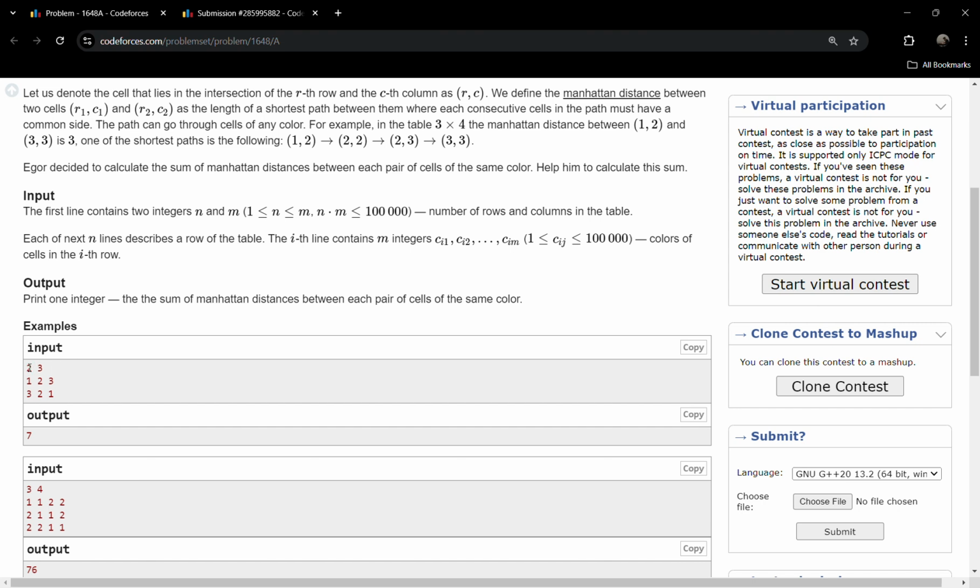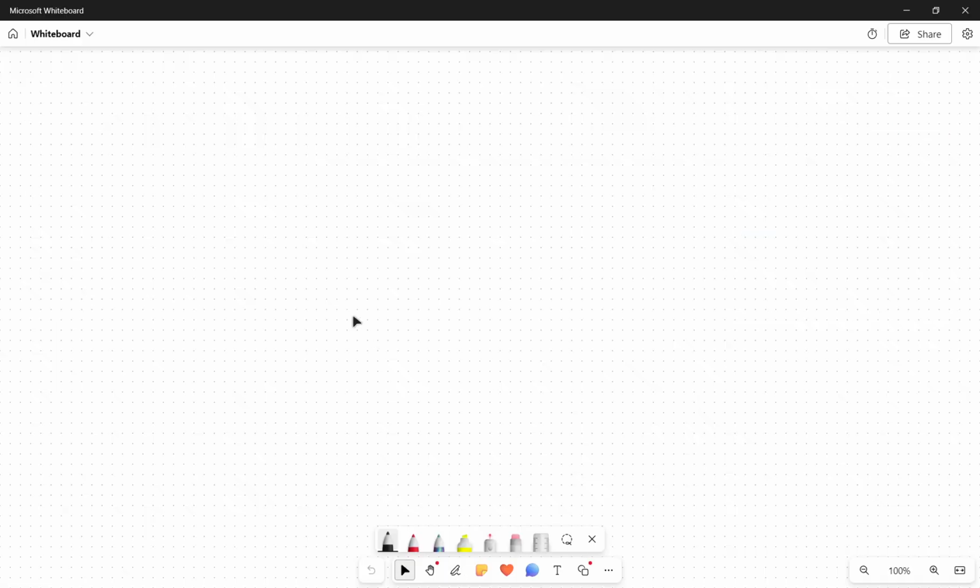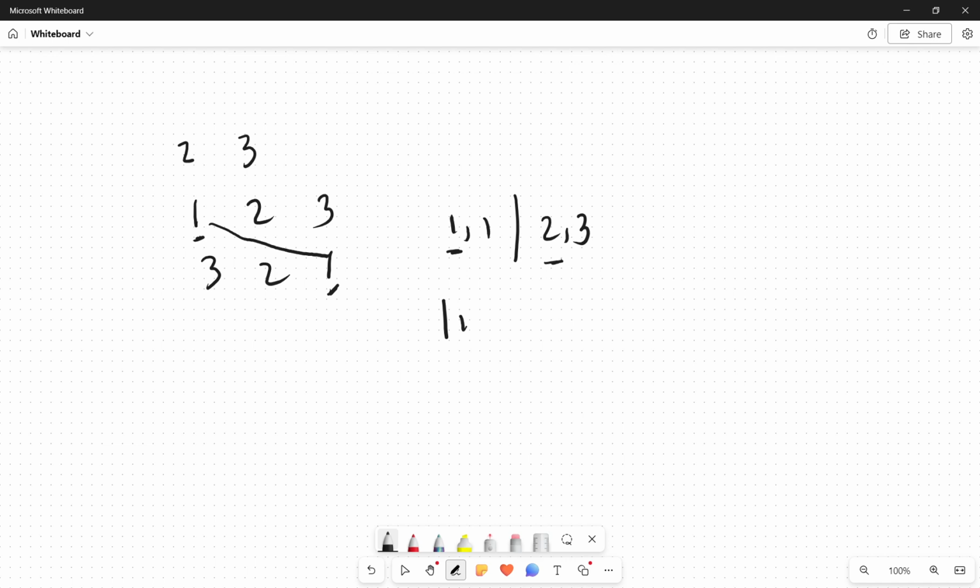So let us take a look at the first example test case where n is 2, m is 3, meaning the number of rows is 2 and columns is 3. The entries are 1 2 3 and 3 2 1. See, 1 comma 1 and 2 comma 3, these two cells have the same entry, which is 1. So the Manhattan distance between these 2 points will be mod of 1 minus 2 plus mod of 1 minus 3, which is 1 plus 2, equal to 3. And similarly between this 2 and this 2, the Manhattan distance will be 1.